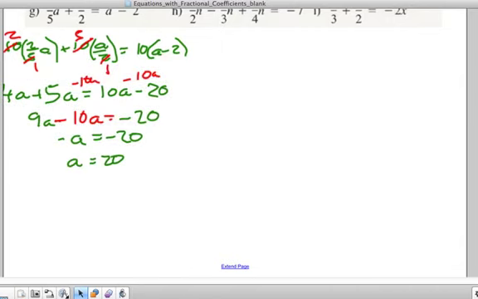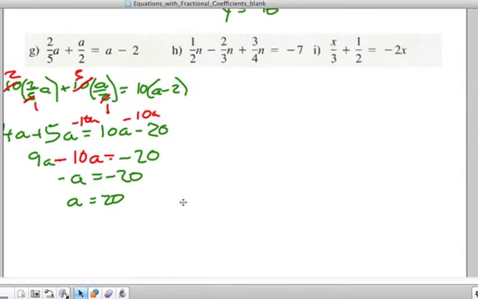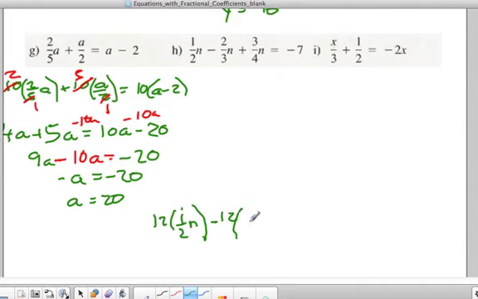All right, for the next one, I'm going to multiply both sides by the lowest common denominator of 2, 3, and 4, which is 12. So I'm going to write it down here. So 12 times 1/2 n minus 12 times 2/3 n plus 12 times 3/4 n is equal to 12 times negative 7.